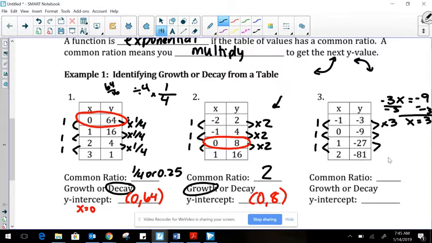Okay, so then -9 times +3 would give you -27. -27 times a +3 will give you a -81. All right, so that's my common ratio. I'm growing because the number is greater than 1. My y-intercept, (0, -9).